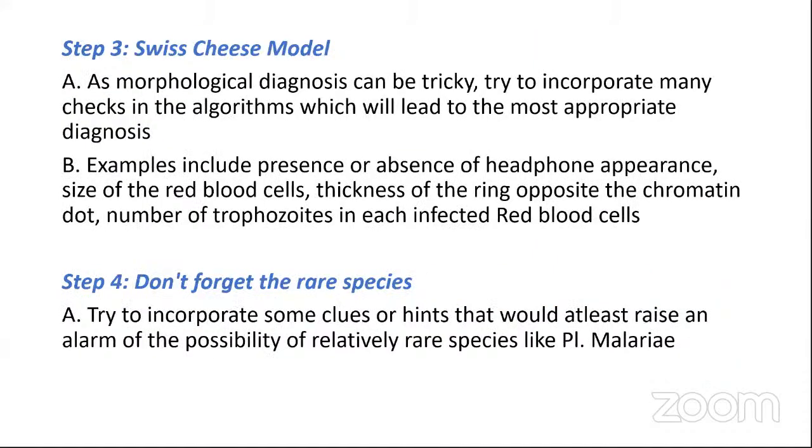And then the third would be the Swiss cheese model. As morphological diagnosis can be tricky, we have Plasmodium vivax and Plasmodium falciparum, which can have totally different features.